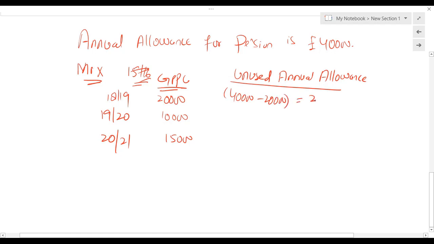We have unused 20,000. From 40, I need to deduct 10. So unused is 30,000. From 40, I need to deduct 15. So I have unused 25,000. Okay.